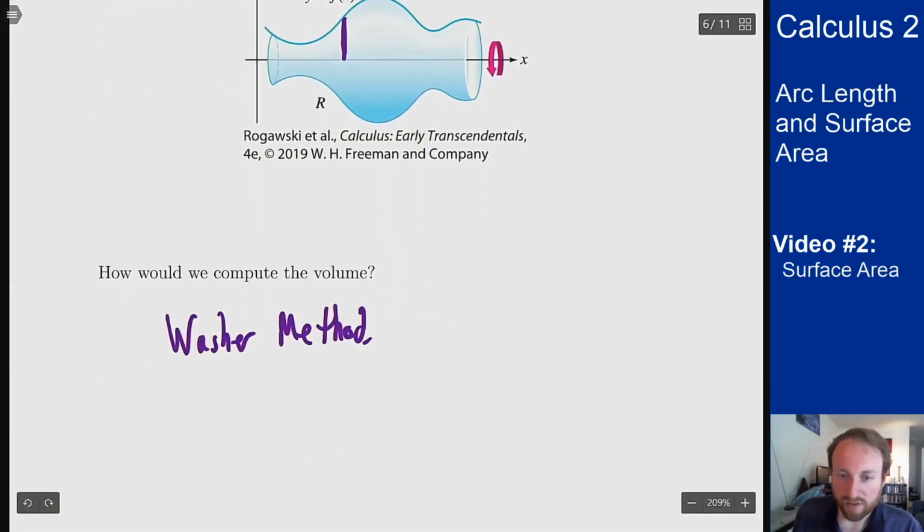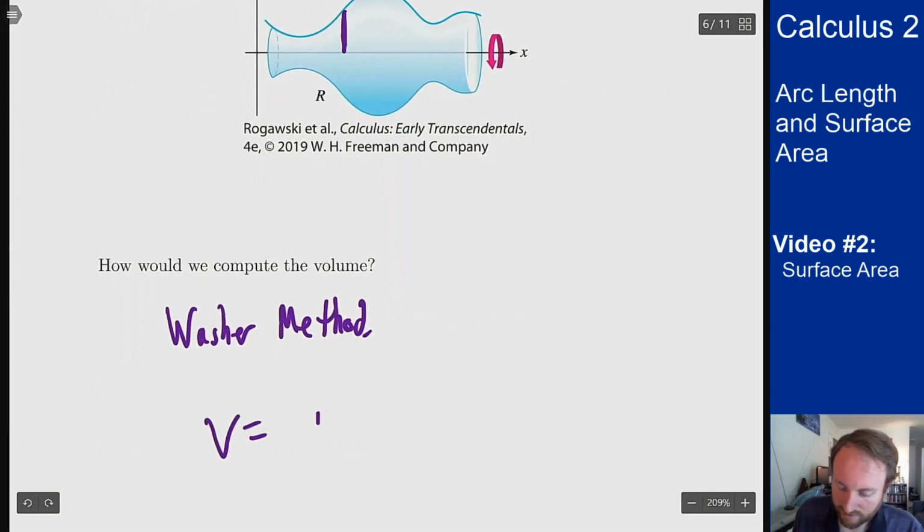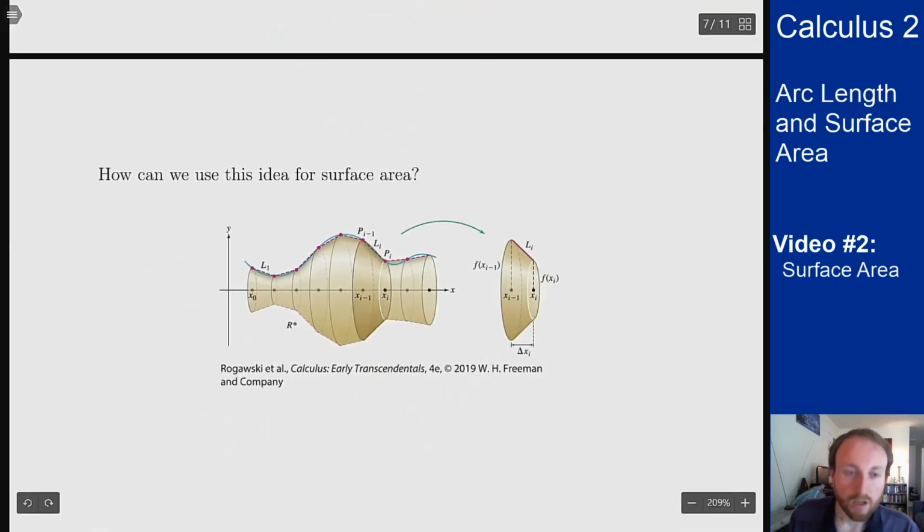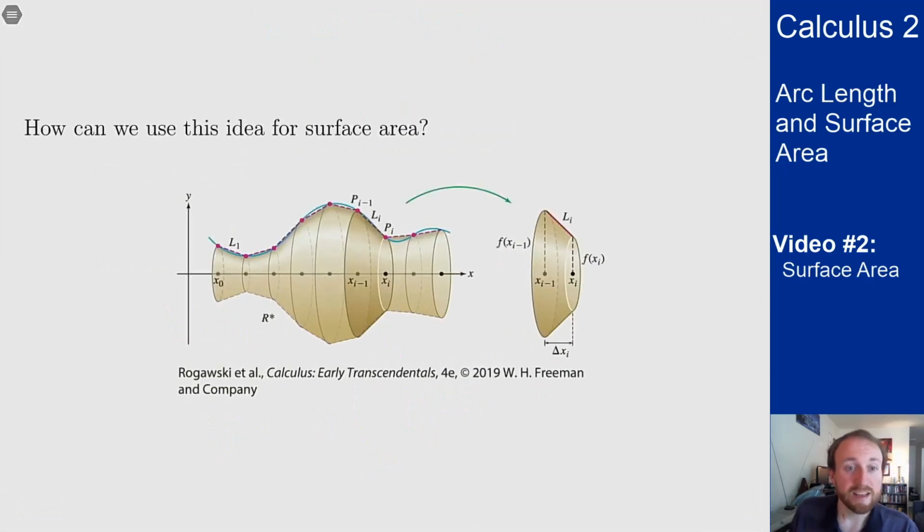You'd probably do this by the washer method. And the integral you would get would be something like the volume is pi the integral from a to b of f of x squared dx, because pi r squared gives me the area of each slice. Adding those up gives me the volume of the entire solid. What if I wanted to find the surface area of this same solid? Well, the idea here is kind of the same.